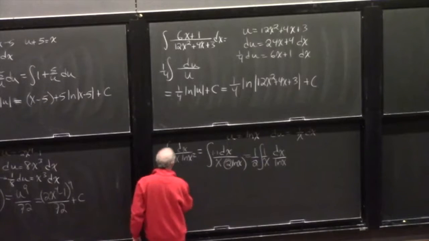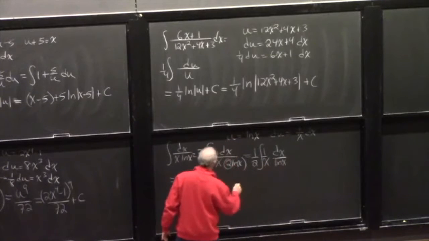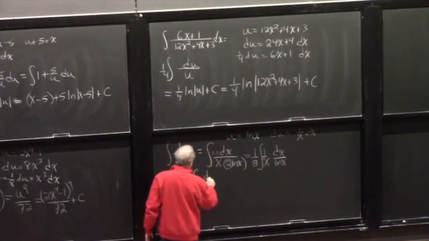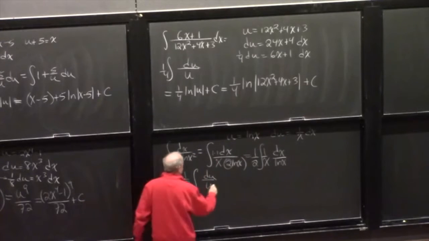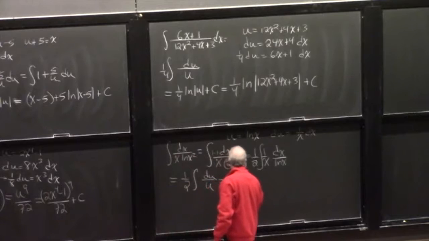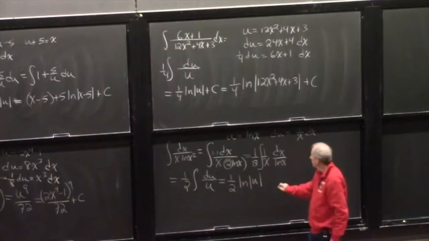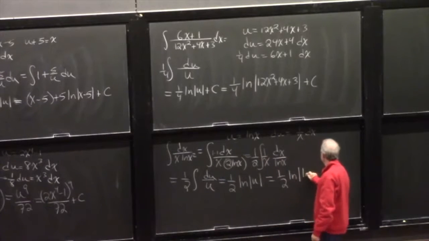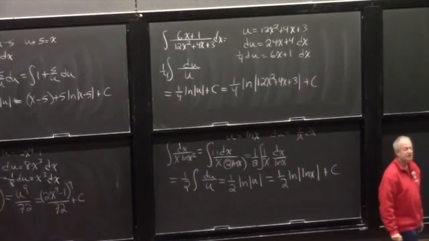All right, so now we can substitute. So log x becomes u, and 1 over x dx is du. So this is 1/2 log of u, which is 1/2 log x.